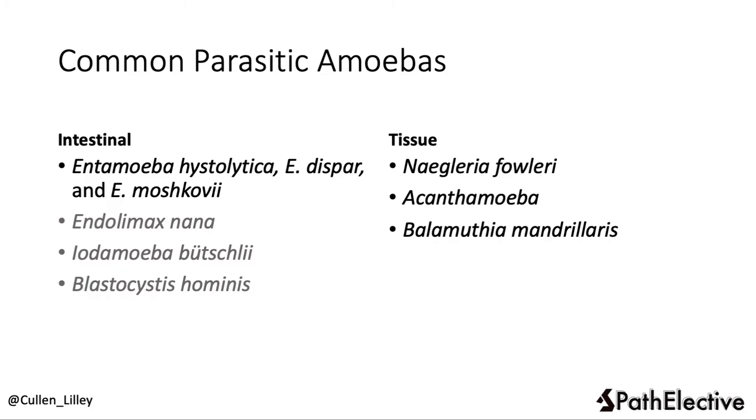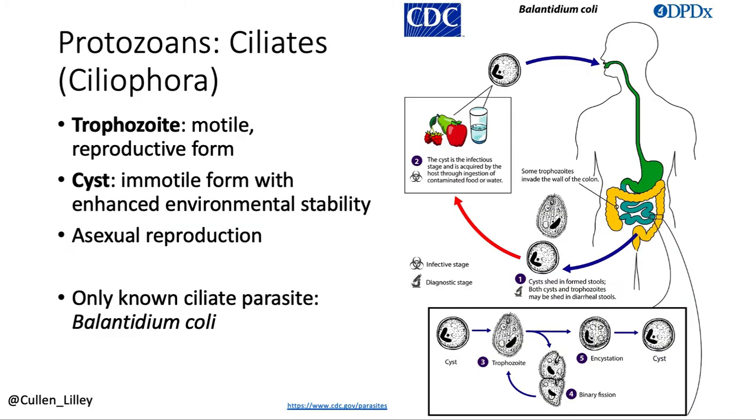Other tissue-based amoebas that are pretty important are the Acanthamoebas and Balamuthia, and so those ones will be in the tissues. I skipped ahead of myself there with Balantidium because that is the next slide. Ciliates, or in the Ciliophora phylum, these are very similar to the amoebas. They'll have a motile stage that's the reproductive form, and they'll have the cyst phase, which is the more immotile and environmentally stable form. And these are asexually reproducing.